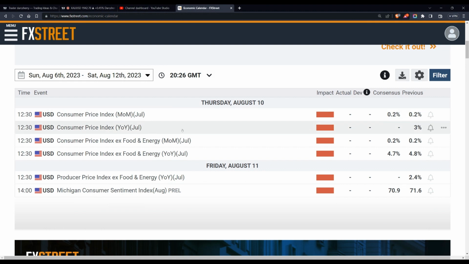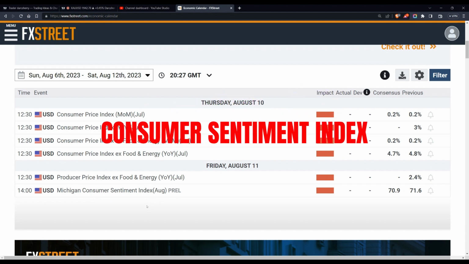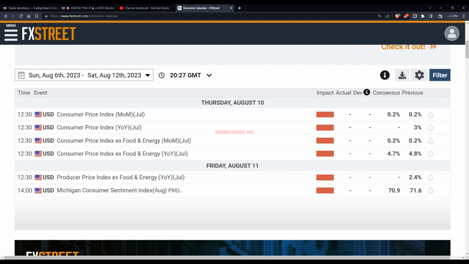patterns. So, our center of focus on the economic calendar will be high impact events from the United States economic docket. So the first high impact event for the week is coming on Thursday, August 10th, and that is the Consumer Price Index, which is a measure of inflation impacting the purchasing power of consumers and influencing market expectations about central banks' policies and interest rates.